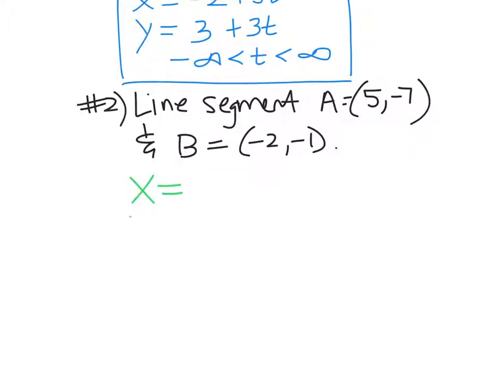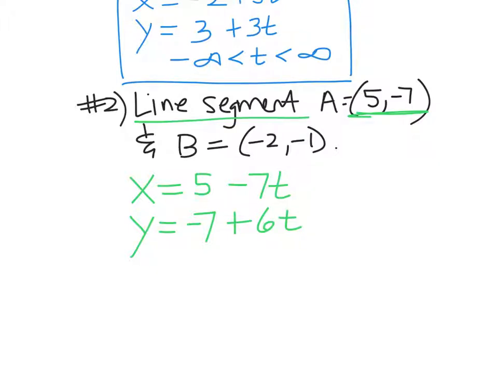X equals, y equals. Sometimes I do it this way. I go and I put the 5 here and the -7 there so I don't get them mixed up. So I know that's x1, that's y1. And then I subtract: -2 minus 5 is -7t. -1 minus -7 is what, 6t? Okay? And then it's a line segment. So nothing changed until right now when I have to tell you that t is from 0 to 1.